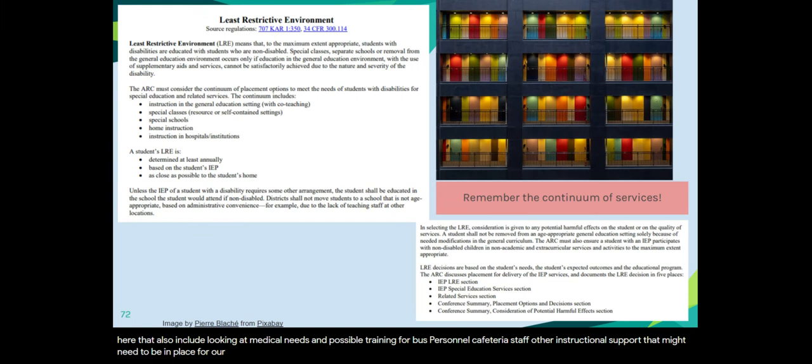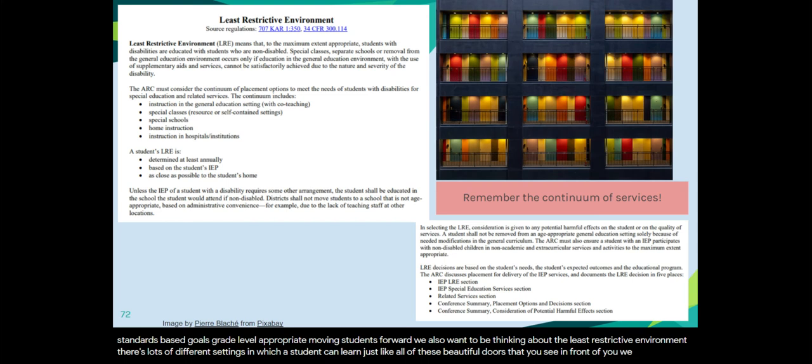When we're thinking about our students' IEP and the goals that we are developing, we're looking at those standards-based goals, grade level appropriate, moving students forward. We also want to be thinking about the least restrictive environment. There's lots of different settings in which a student can learn, just like all of these beautiful doors that you see in front of you. We want to make sure that our student is in the right setting, that least restrictive environment, as much as possible so that they can continue to make progress.